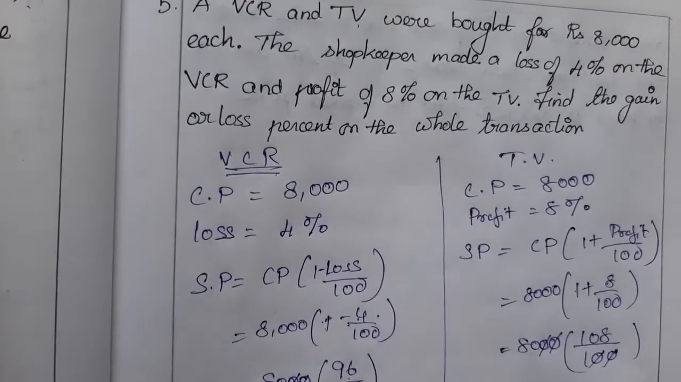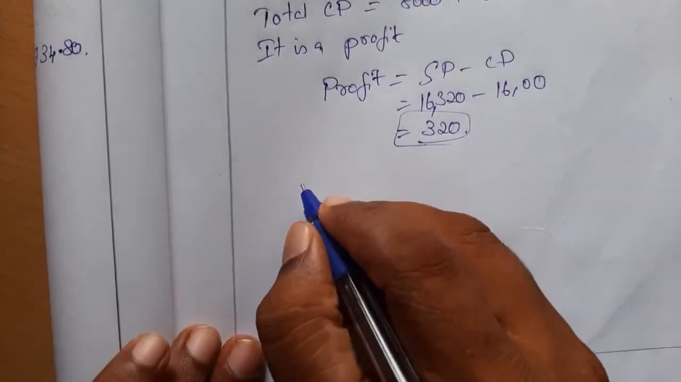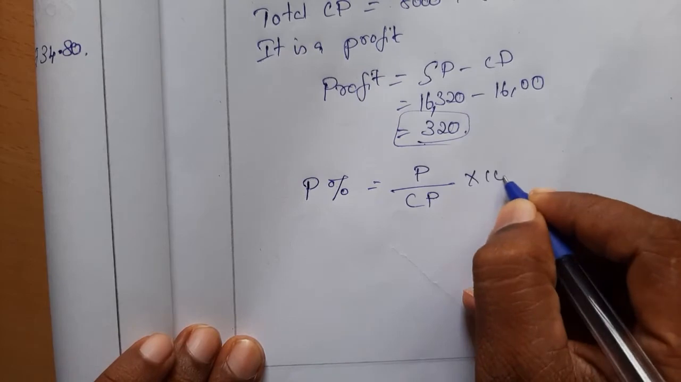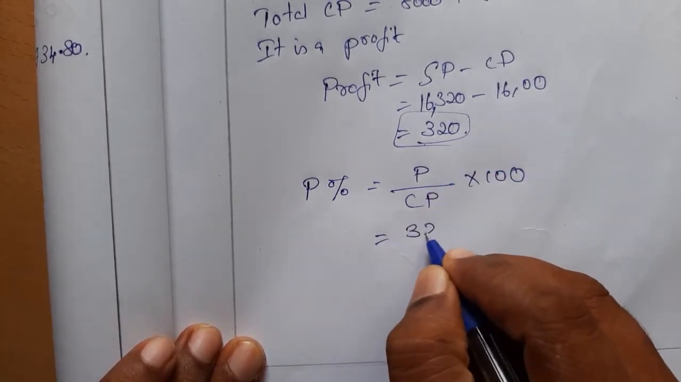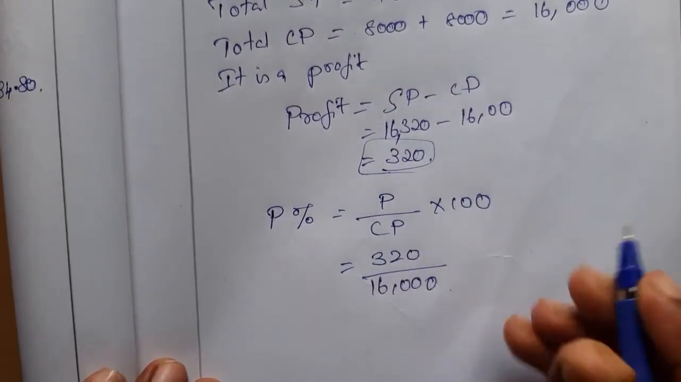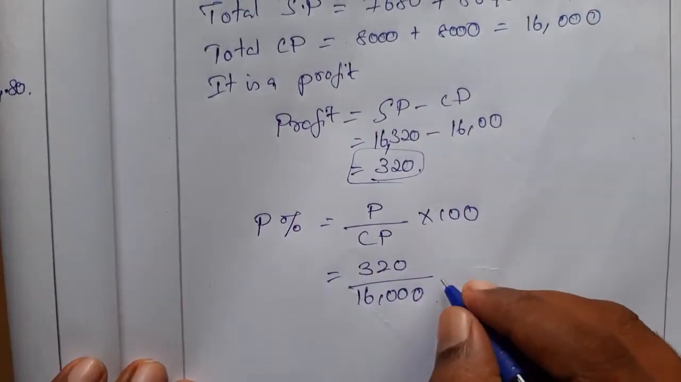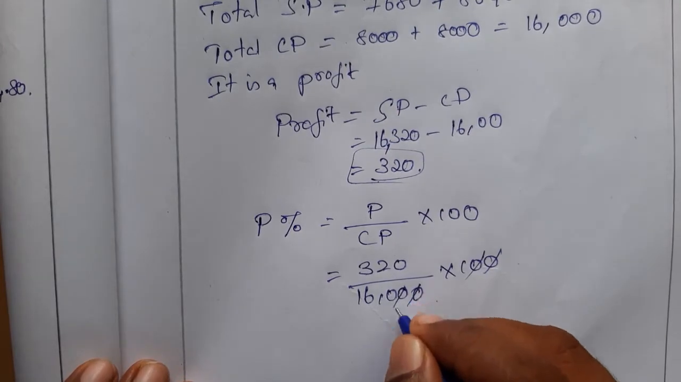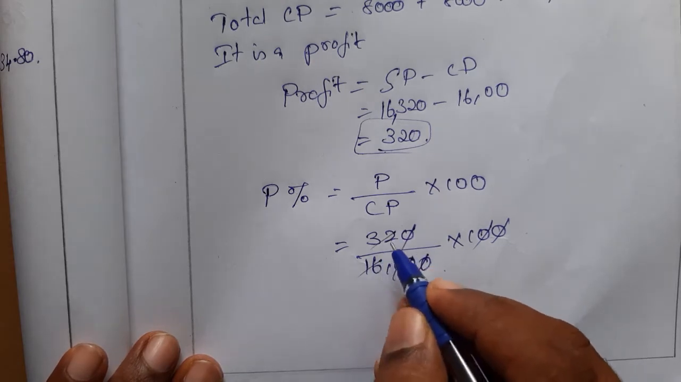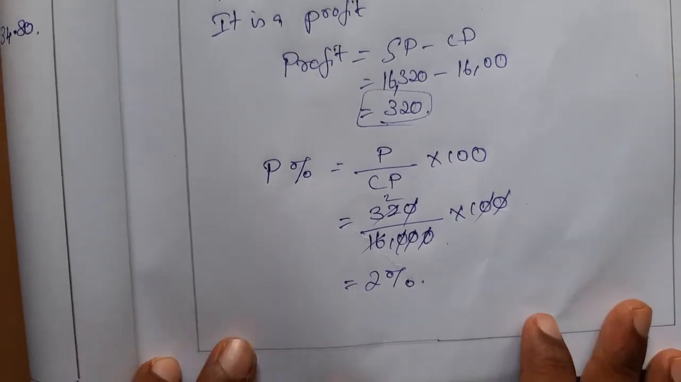Now they have said we have to find the profit percentage, not only the profit or loss. So we know that formula. Profit percentage is equal to profit divided by cost price into 100, right? So profit is 320 divided by the cost price, which is totally 16,000. Always remember that we have to apply the total cost price for VCR and TV, not a single cost price, into 100. Then we simplify. We will be getting 2%. So totally they got a profit of 2%.